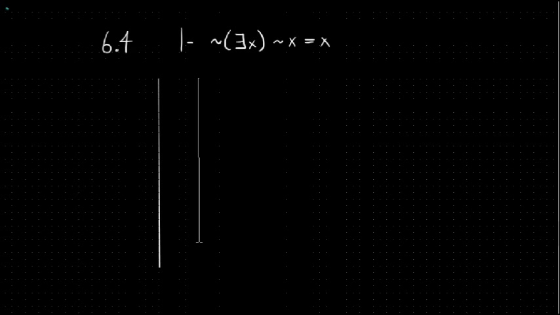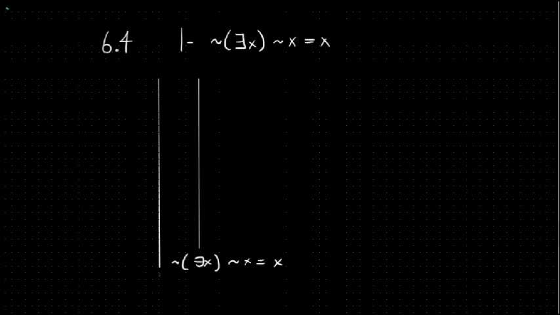Okay, so we're trying to get down to not ex, not x equals x. So there's nothing such that it's non-identical with itself. That's what we're saying here. Nothing is non-identical with itself, which again is self-evident. How am I going to get down to that?